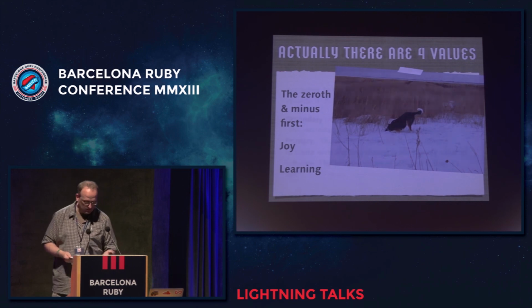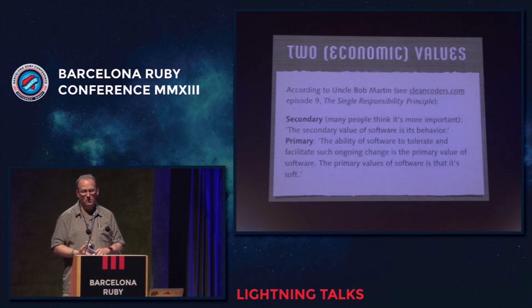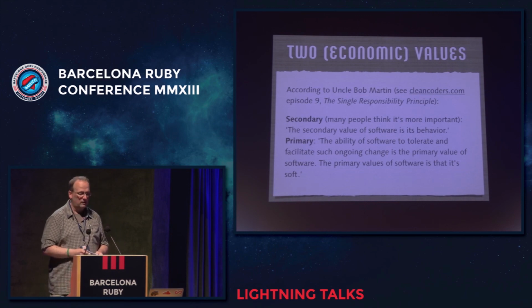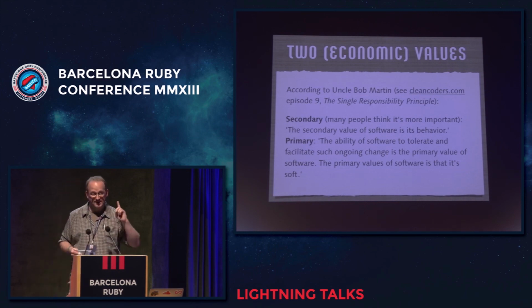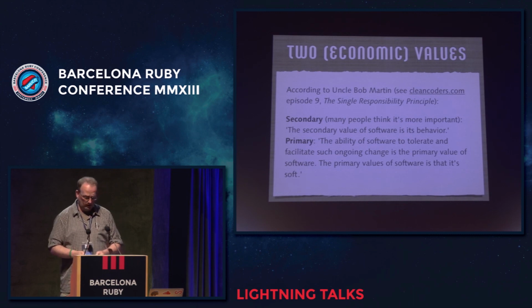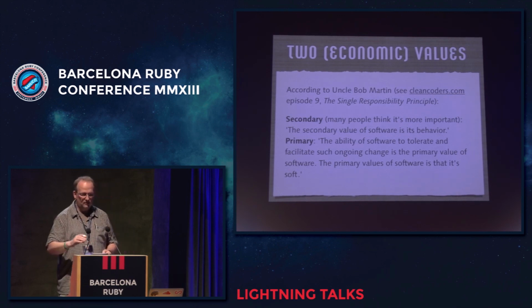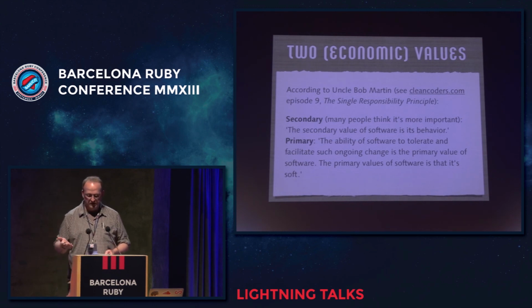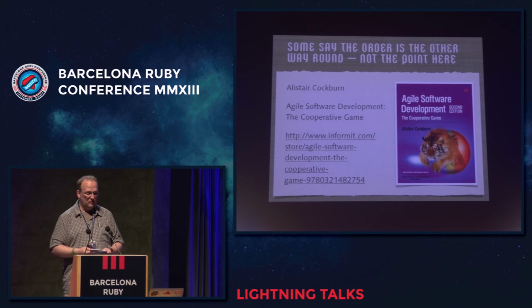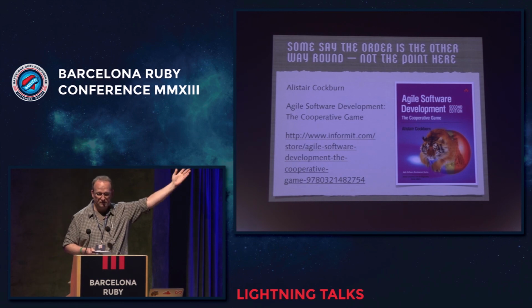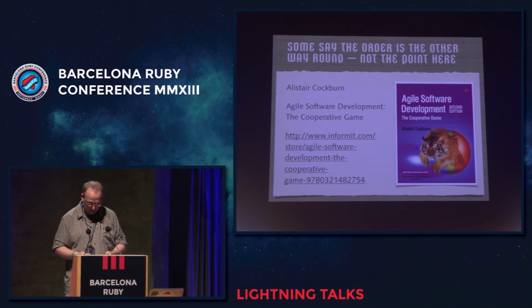What I like to talk about is two more directly economic values. The second of those, according to Uncle Bob, is the software's current behavior. But what he thinks is much more important is the ability of the software to deal with future requests. Some people have that the other way around. One of them is Alistair Cockburn, and that's an excellent book. And look, there's even an image of a cat.